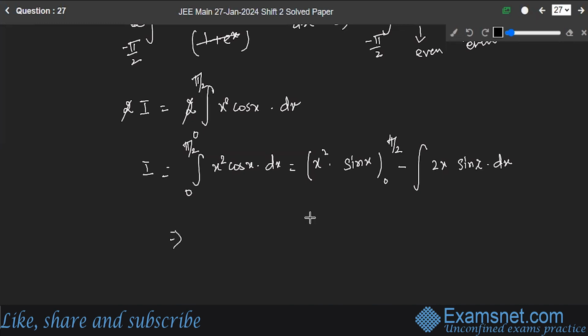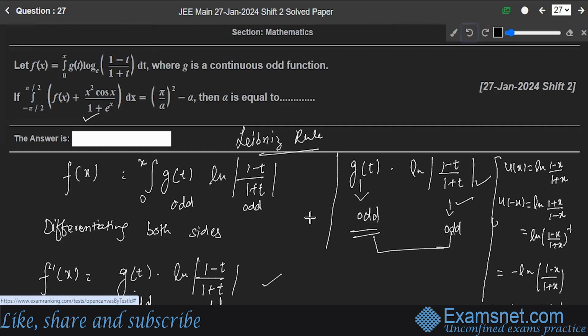So this will be giving me pi square by 4 sin pi by 2. This is equal to 1, minus 0. Minus 2 I'm taking outside, integral of x sin x. Now again I have to use integration by parts. The limits were 0 to pi by 2. So now this will be this, 0 to pi by 2. I'll be solving, wait.